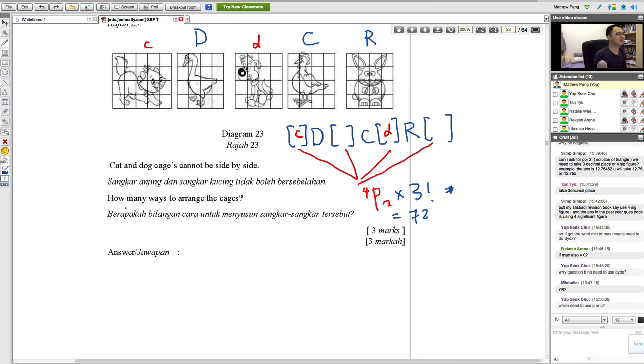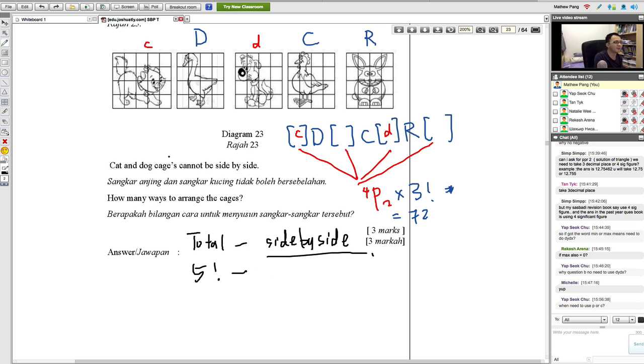If the question says they cannot be side by side, I will assume that they are side by side. I will use the total minus their side by side. If I use the total minus their side by side, basically I will get the answer where they are not side by side. Okay, this is some logic about the permutation and combination chapter. The total is very easy, just 5 factorial, because I want to arrange the 5 animals.